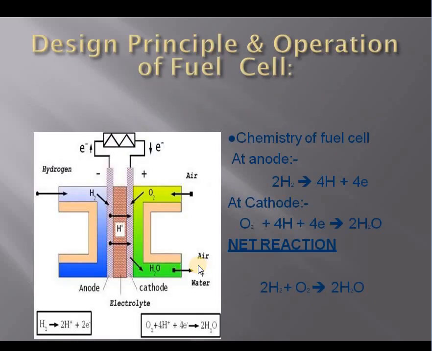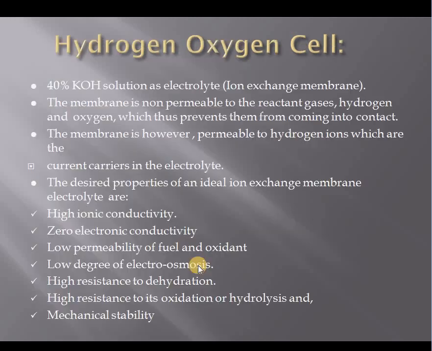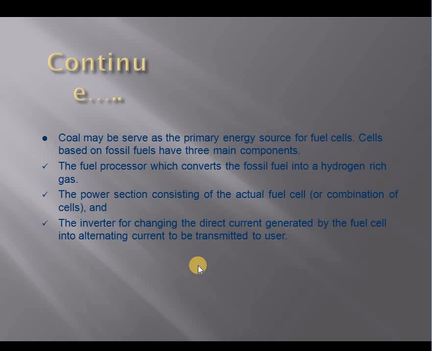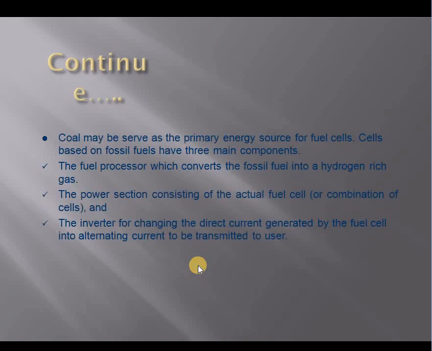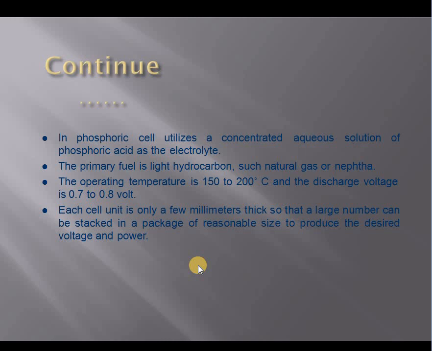In this fuel cell, what is happening? Hydrogen is changing to H plus ions, and it is reacting with oxygen to form water and electrons. That is the energy. The fuel processor converts the fuel into hydrogen rich gas. Then the power section consists of the actual fuel cells, or a combination of cells, and the inverter changes the direct current generated into alternating current, which can be used further.